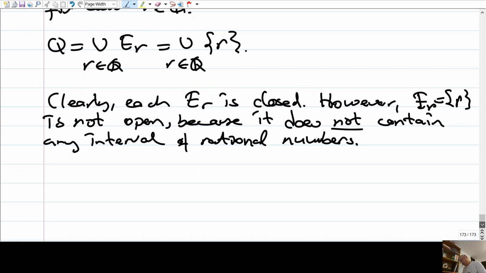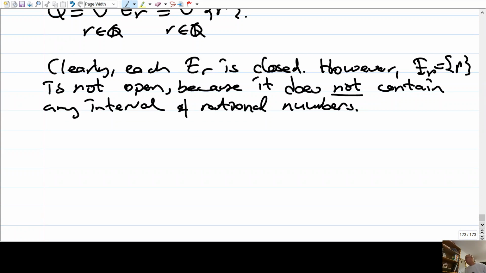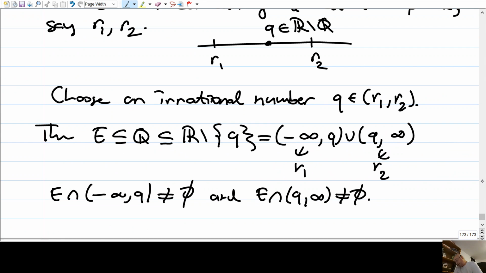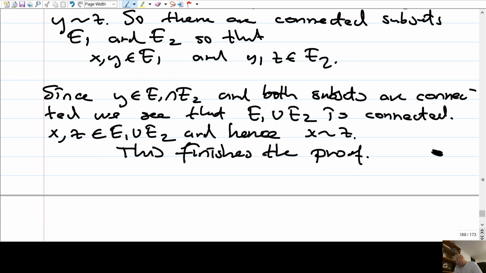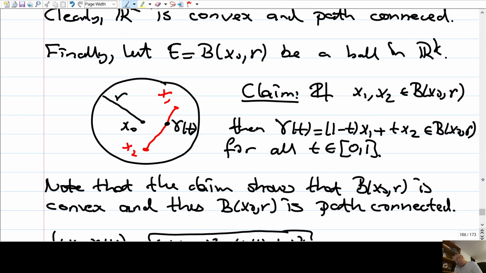Well, I have one more result, but let me do it next time. Next time I'll do two things. I'll prove this proposition. Remember, I mentioned this counterexample, the topologist's sine curve.